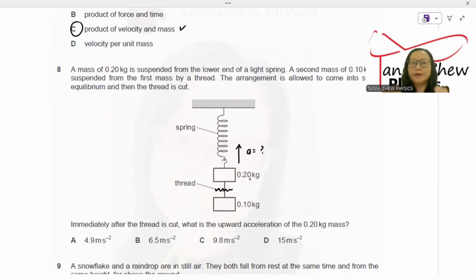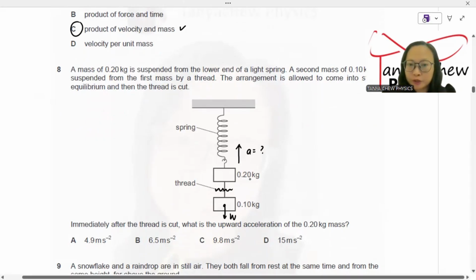Immediately after the thread is cut, what is the upward acceleration of the 0.2 kilogram mass? Now, when you see that a thread is being cut, you know that the 0.1 kilogram mass will go downwards due to its weight, agree? And the 0.2 kilogram mass will move upwards due to the force applied on the 0.2 kilogram mass by the spring to pull it upwards.